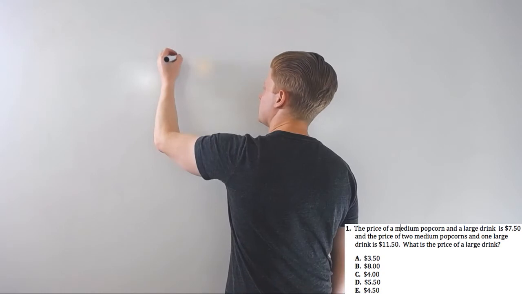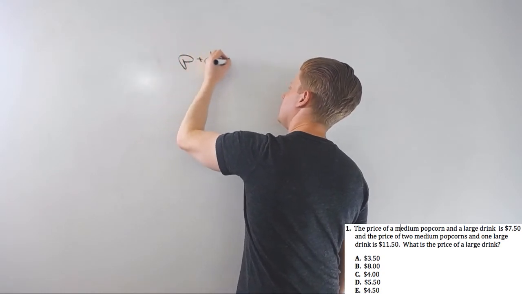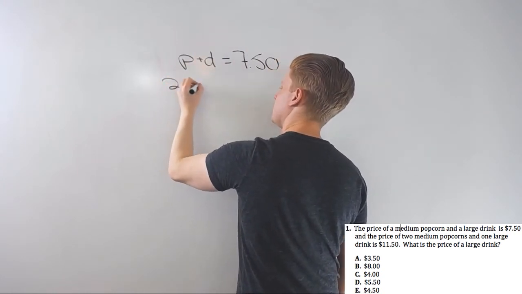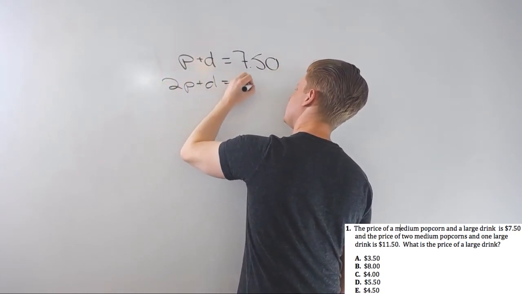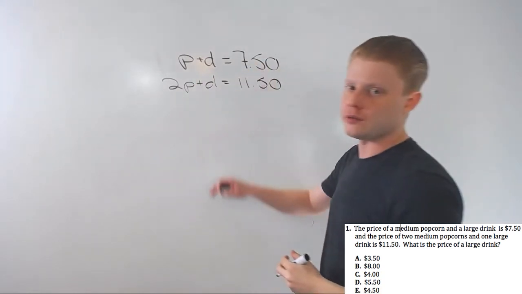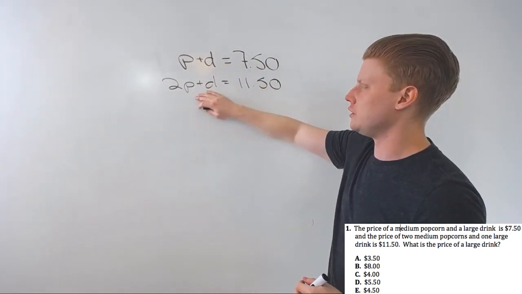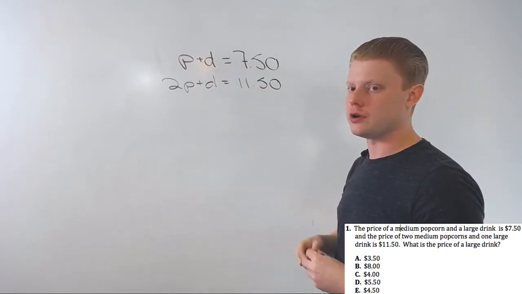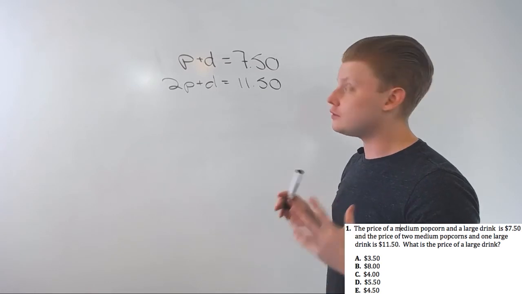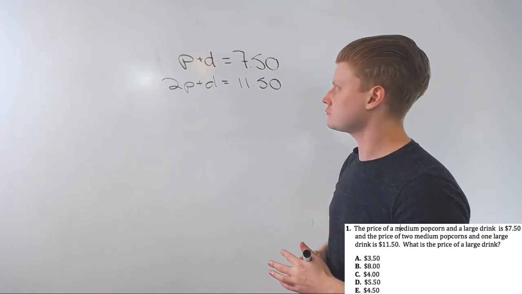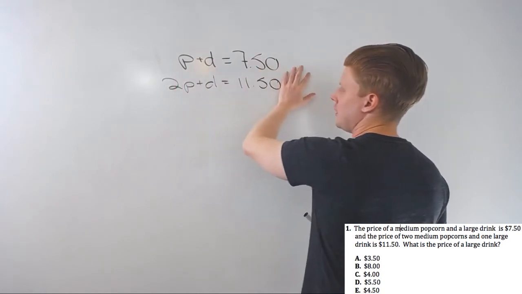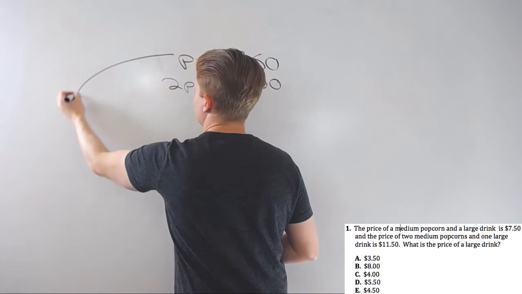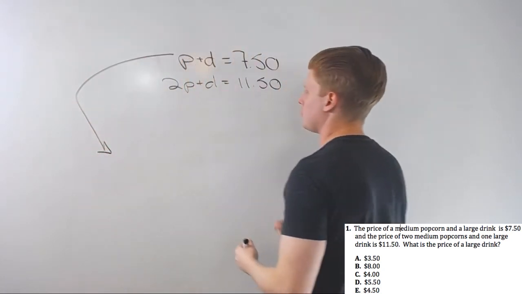So let's go back to our original equations. P plus D equals 750. 2P plus D is 1150. See what I mean when I said earlier you could eyeball it? The only difference here is one popcorn, so there's a difference. But to substitute, what I need to do is solve one of these equations for one of the variables. Basically rearrange. So I'm going to do this one because this is the simplest one.